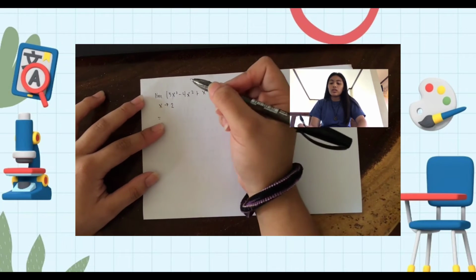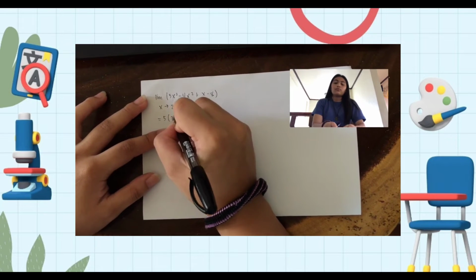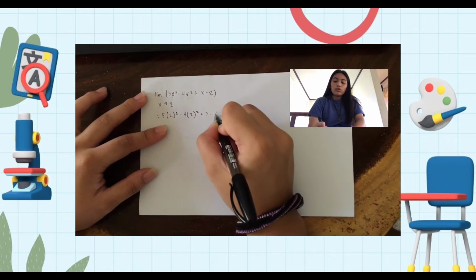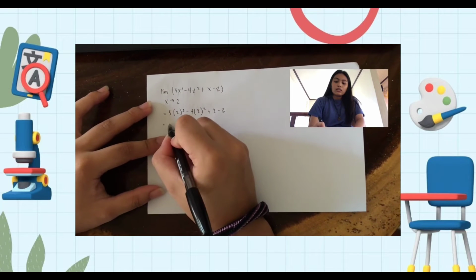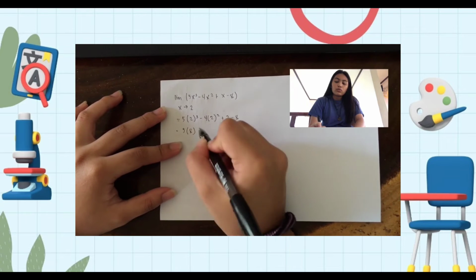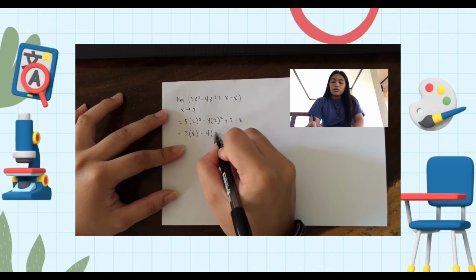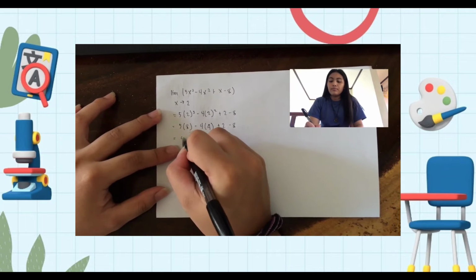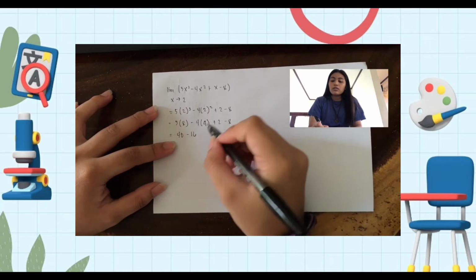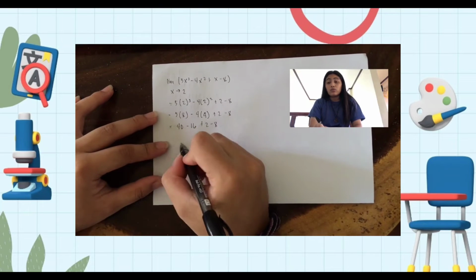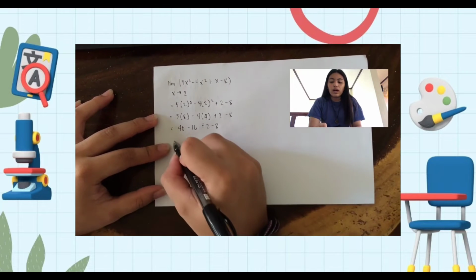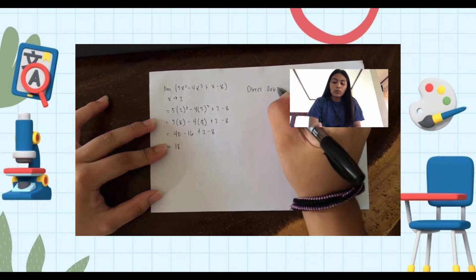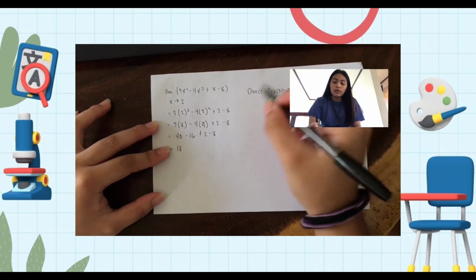But this equation can be done using direct substitution. So let's try it. By direct substitution, let's write the equation again. The limit of 5x cubed minus 4x squared plus x minus 8 as x approaches 2 equals, we just substitute 2 in place of x, so the x will be 2. So 5 times 2 cubed minus 4 times 2 squared plus 2 minus 8.